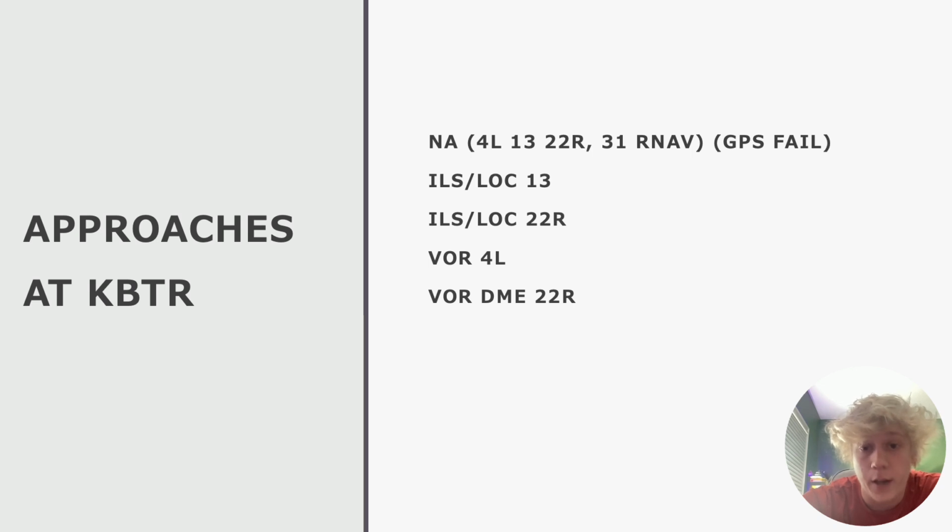So with the GPS failure, we're not able to do the 4 left, 1-3, 2-2 right, or 3-1 RNAV approaches. So what we need to look at is the ILS or localizer 1-3, ILS or localizer 2-2 right, or the VOR 4 left, or the VOR DME for 2-2 right.